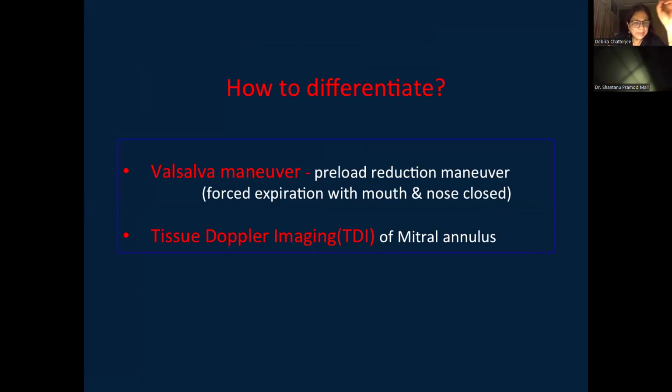Well, there are two methods. One is the Valsalva maneuver, which reduces the preload in the LA. So what we do, we ask the patient to do the forced expiration with mouth and nose closed. And next is the tissue Doppler imaging of the mitral annulus. So I'm going to show you one by one.